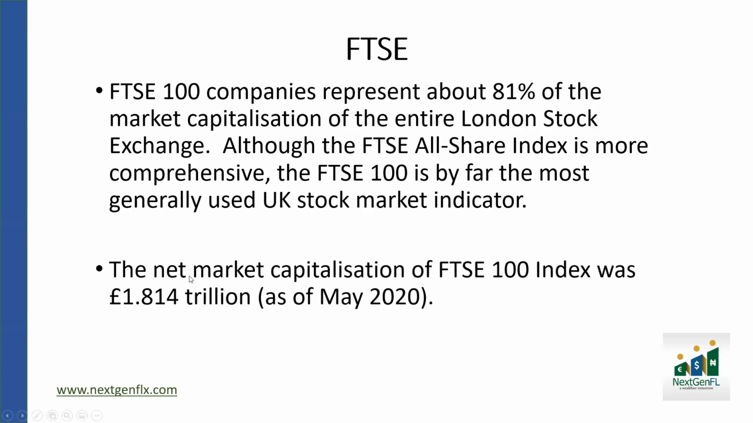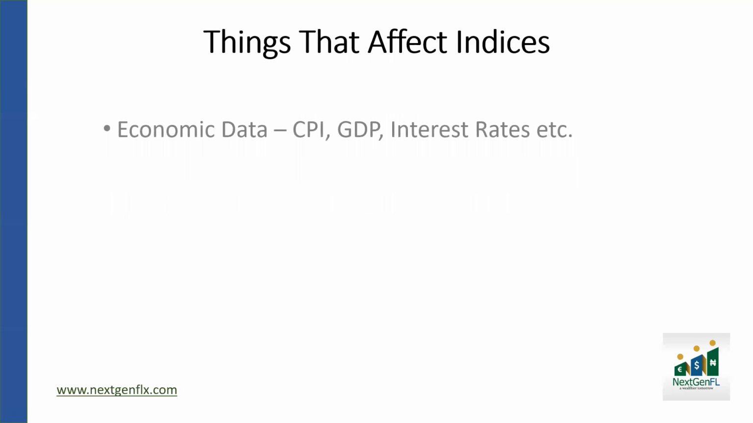So you can see the net market capitalization of the FTSE 100 index. Just the net market capitalization of just the top 100 companies listed on the London Stock Exchange was £1.8 trillion as of May of this year. So huge. So what are the things that affect trading indices?